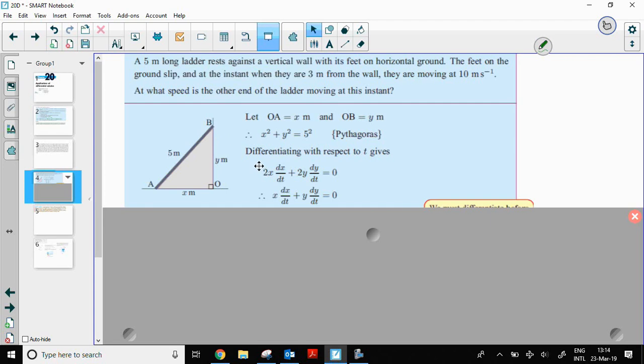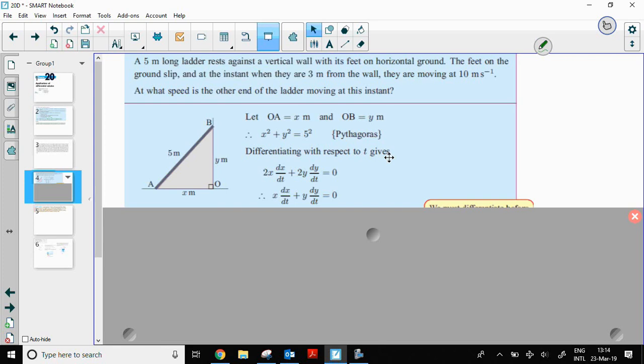When we differentiate with respect to t, so we have to use implicit differentiation, we're going to get 2x dx/dt, and then 2y dy/dt equals 0, right? Because the derivative of a constant is going to be 0. And we can then divide everything by 2 to get x dx/dt plus y dy/dt equals 0. If it's me writing this down, I'm writing x prime plus y prime because it's less writing.